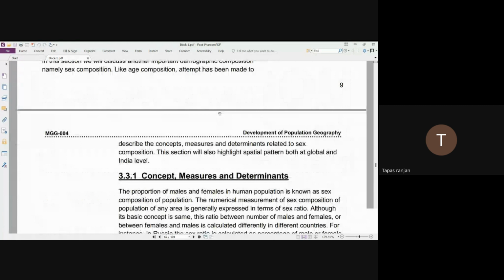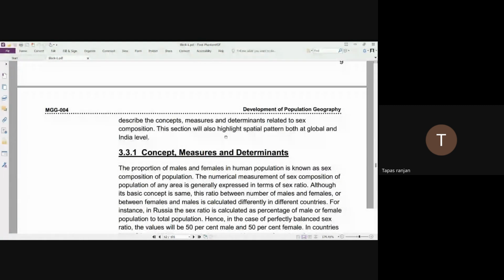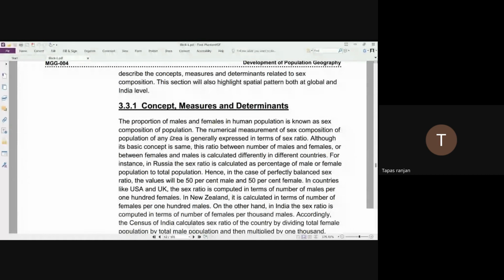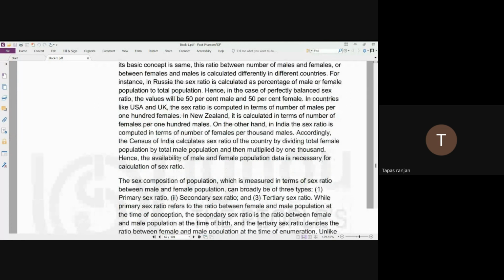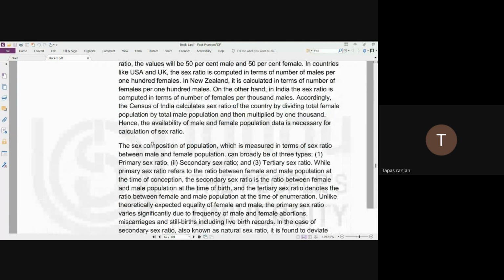Then sex composition. Sex composition is basically the proportion of males and females in human population. That is sex composition. And in population geography, we basically study the age-sex composition together, and that's why we have the age-sex pyramid. And here the sex composition of population can be measured in terms of sex ratio between male and female population. So those are basically of three types.